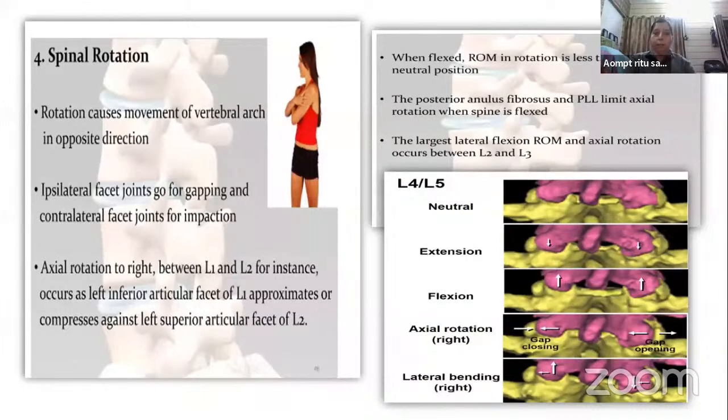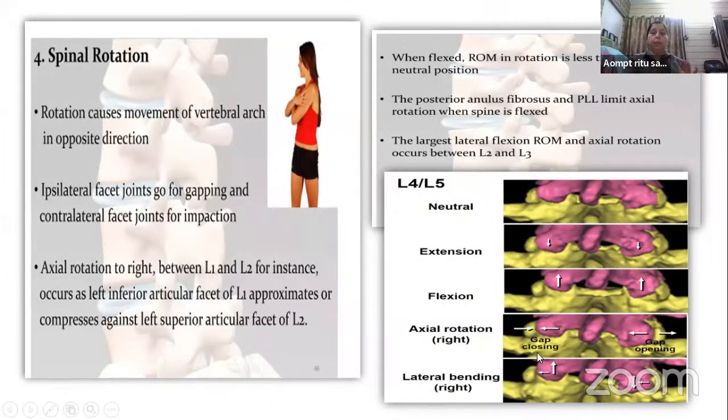And this is the spinal rotation. The rotation causes movement of the vertebral arch in the opposite direction. Ipsilateral facet joints go for gapping. If we are doing the rotation, the facet joints on the same side will gap. In this picture, you can see the axial rotation to the right, so the gap opening and the gap closing.